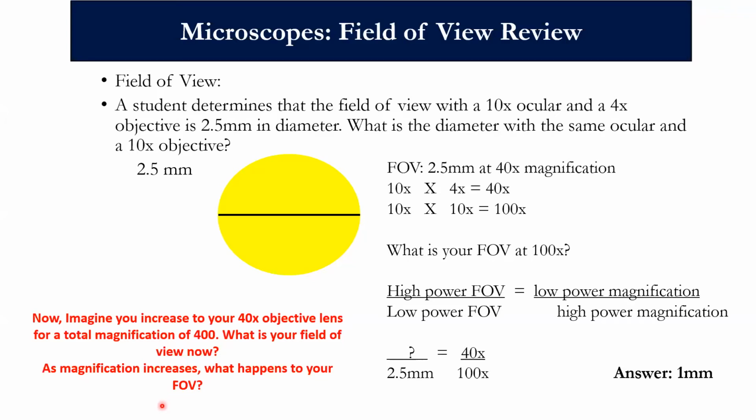So once again, when we were using our 4x objective lens, we were able to see 2.5 millimeters of our specimen. When we moved up to our 10x objective lens, we were only able to see 1 millimeter of our specimen. When we moved up further to a 40x objective lens, now we can only see 0.25 millimeters of our specimen. So our field of view is going to get very small, but we're going to be able to see a lot more detail, and that's why it's important to move up in magnification, because you will get more detail out of it.